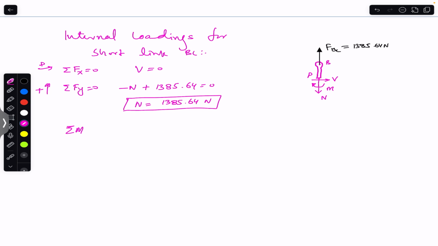And similarly, if we want to find the bending moment, M, so we must apply the sum of the moment about point P equals to 0. Counterclockwise moment is assumed to be positive. So we have this internal bending moment M in the clockwise direction. So you write minus M. And as you guys can see that this FBC is passing through that point B. It's not going to produce the moment about point P. So there is no other moment. So this means that this is equal to 0, or we can say that the internal bending moment is equal to 0 for short link BC.